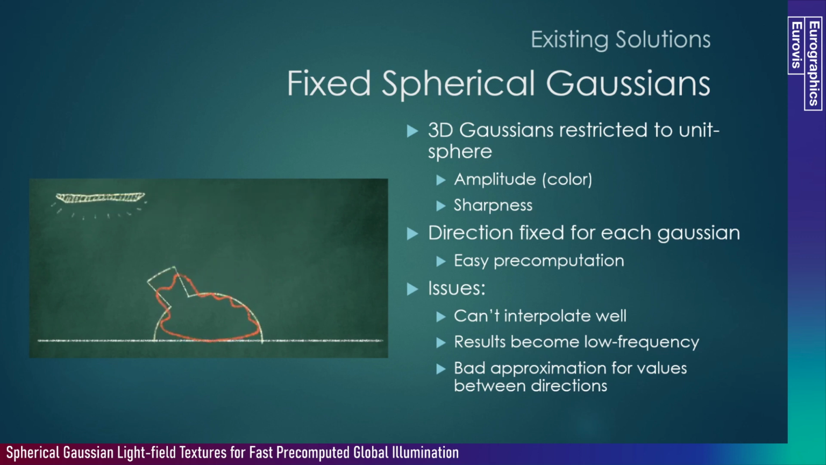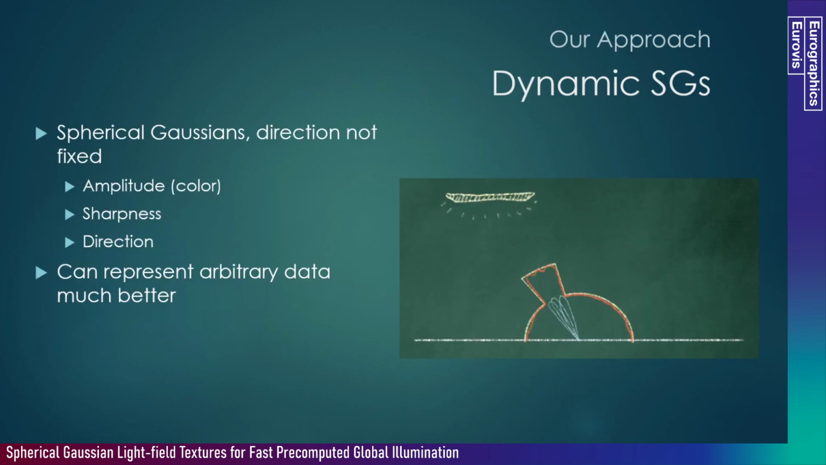It can only represent low-frequency information unless the high frequencies are aligned with the axes of some of the Gaussians, and it does not interpolate too well between sampling points. Our proposal is to use spherical Gaussians, but to also optimize the direction each one points to, allowing them to represent more details in the light field that would have been shown if the directions were fixed.